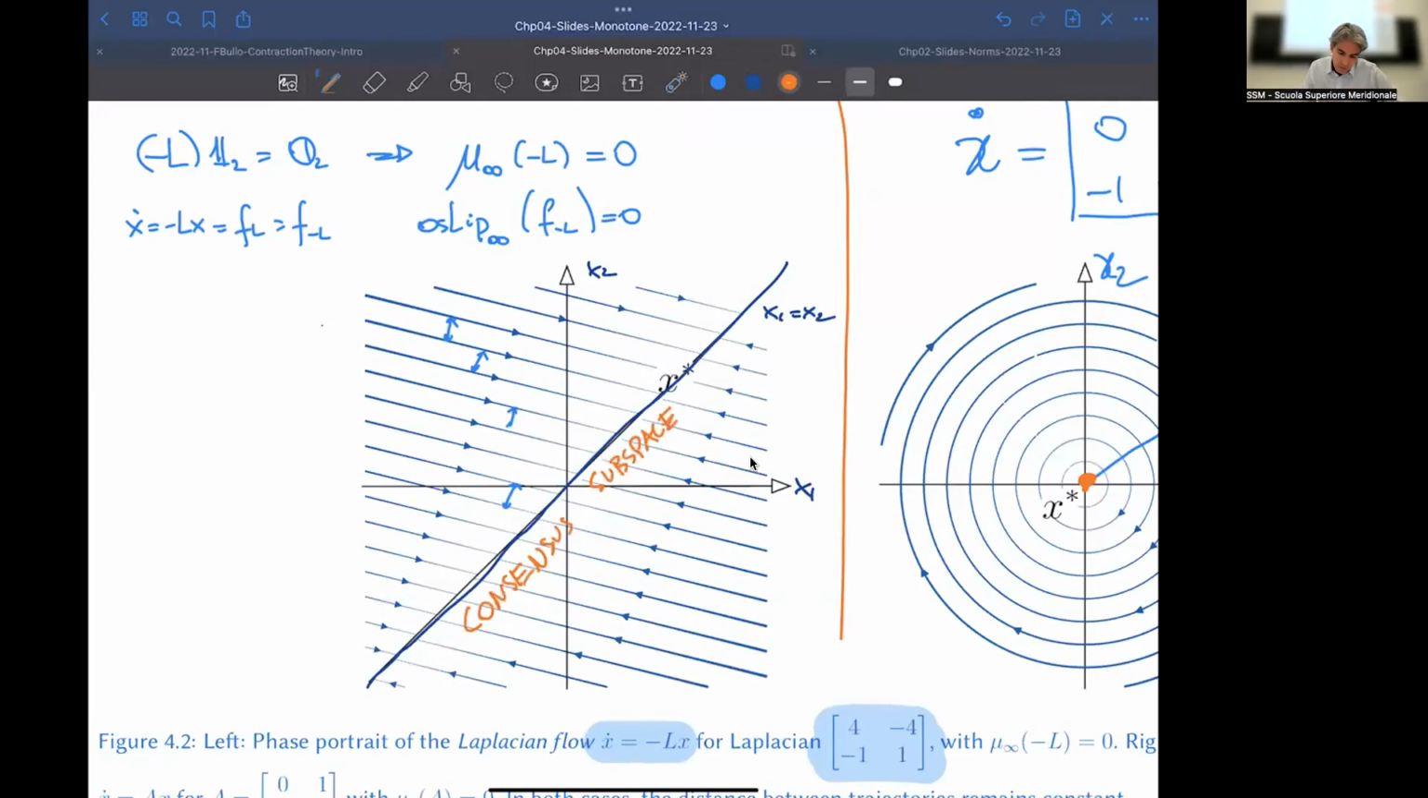Because I have that the first entry x1 is equal to x2, and this object exists in any dimension, of course, right? x1 equal to x2, x3. Or another way to put it, I could say that x is of the form x belongs to the set alpha 1, 2, where alpha is a real number. That's a set. That's a consensus set. All trajectories converge to the consensus set.